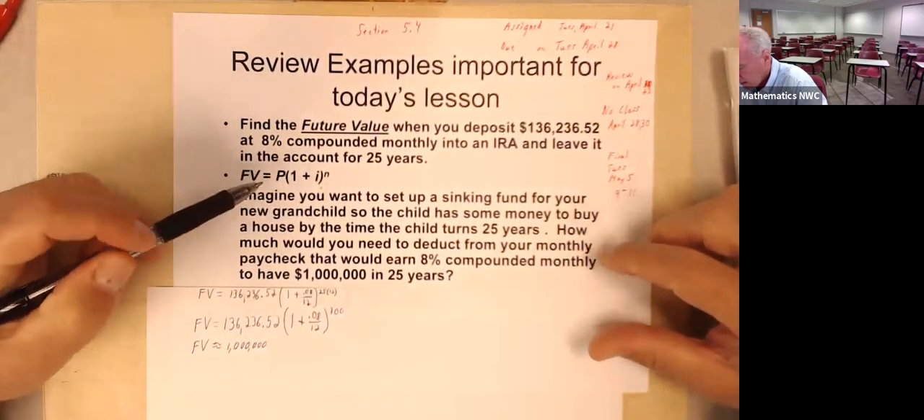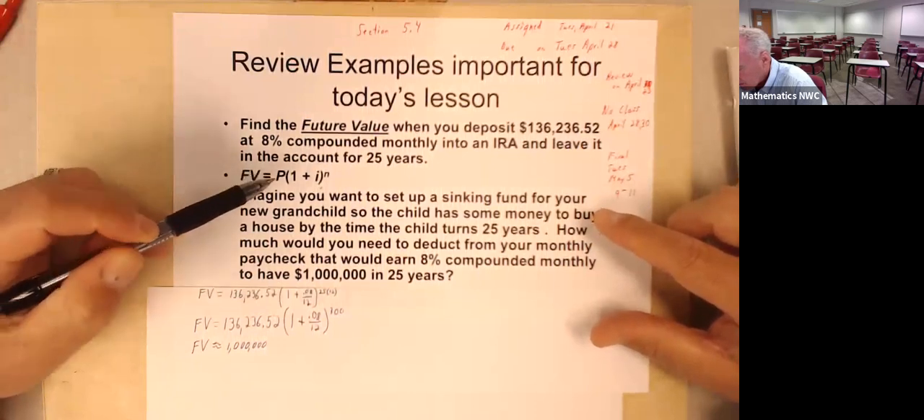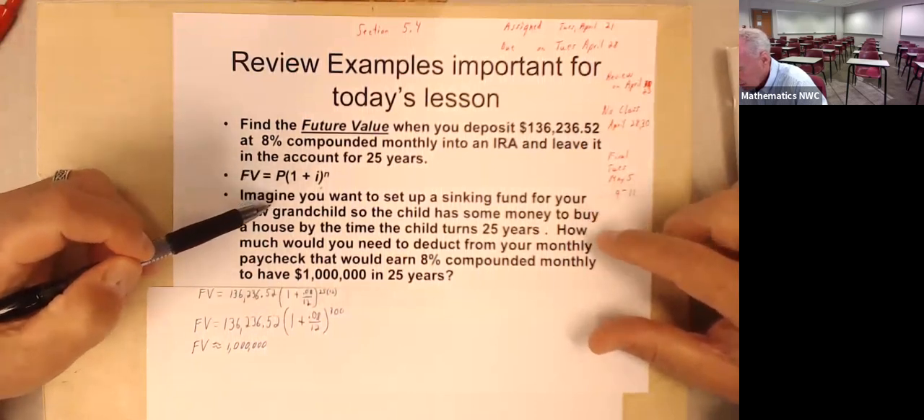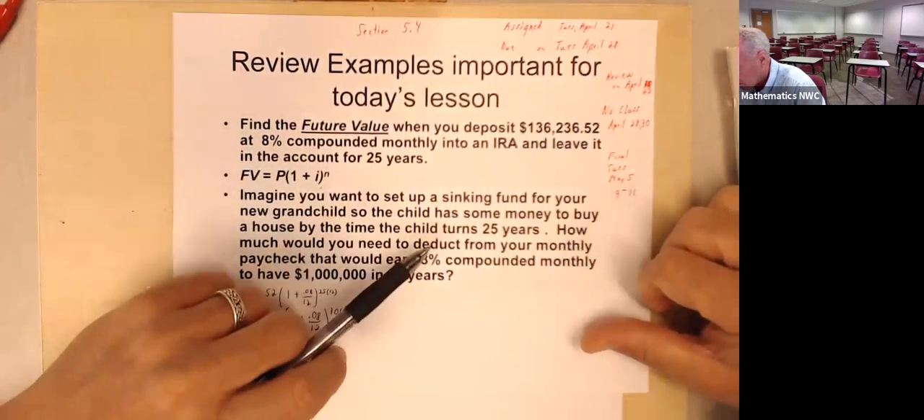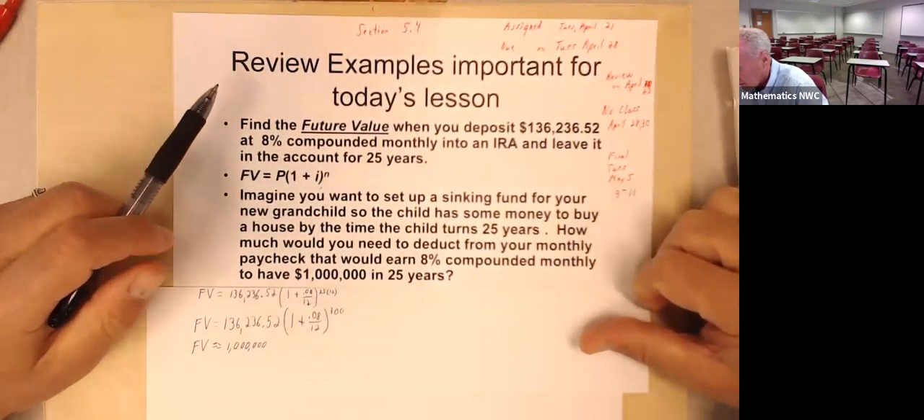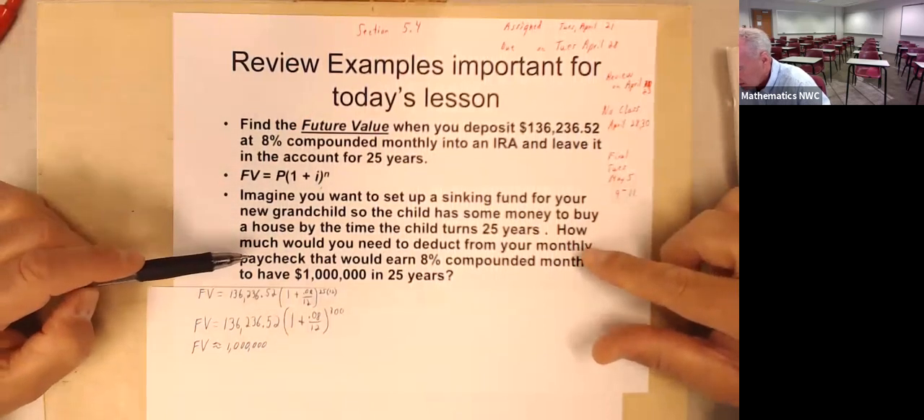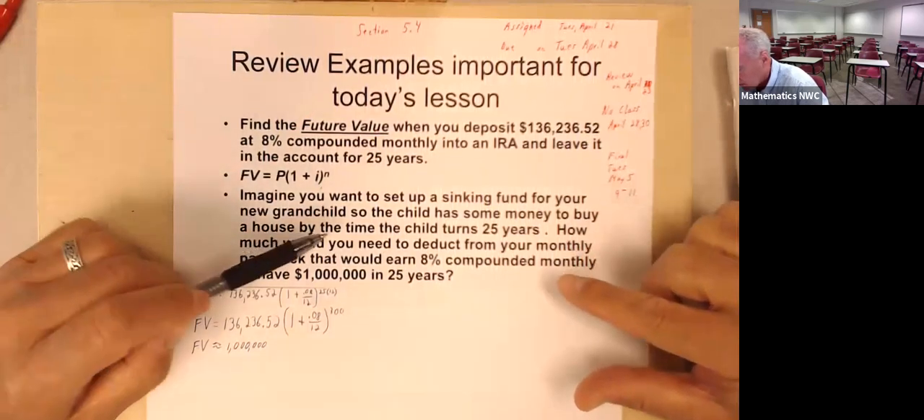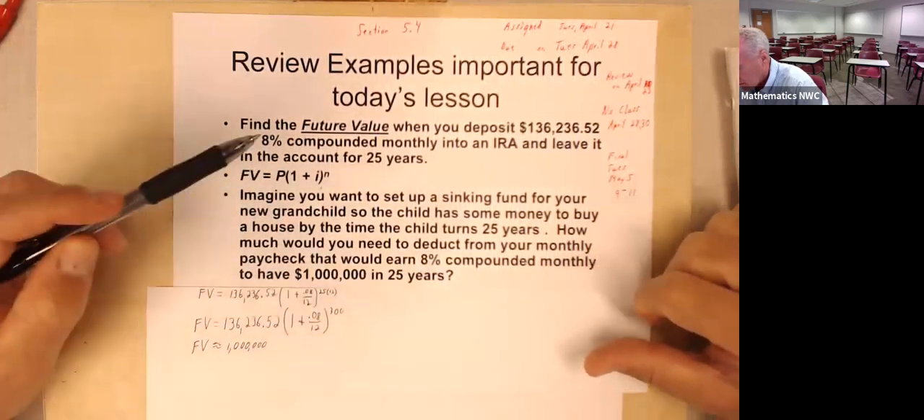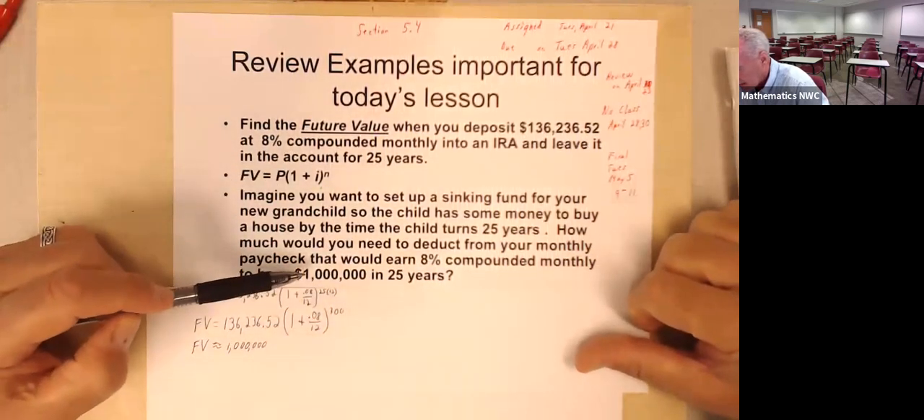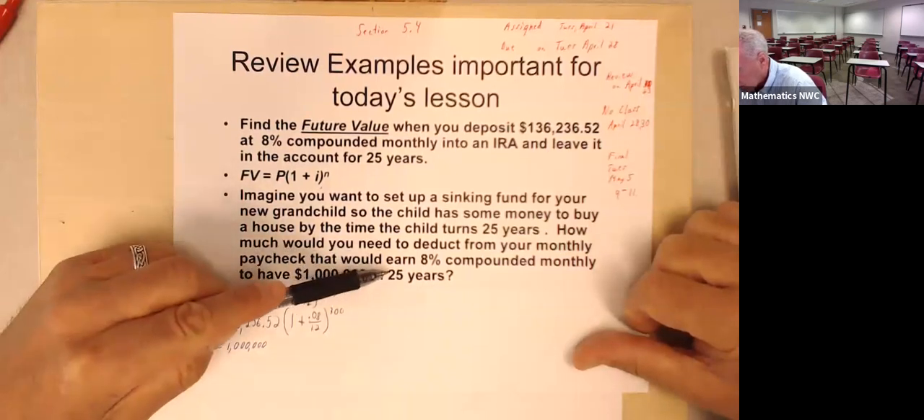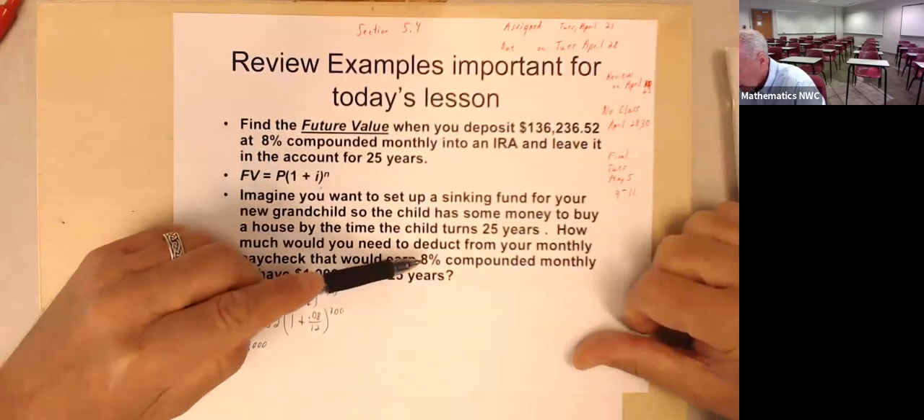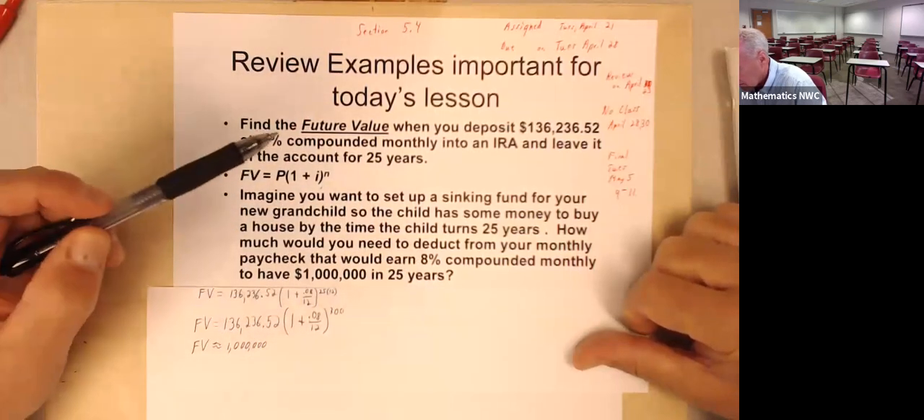This time I want to set up a sinking fund for my new grandchild so that the child has some money to buy a house by the time the child turns 25 years old. How much money would I need to deduct from my monthly paycheck that would earn 8% compounded monthly to have $1 million? I chose this million to match up this future value here. I kept 25 years to be the same. I kept the 8% to be the same.